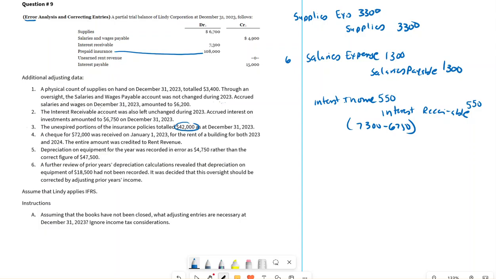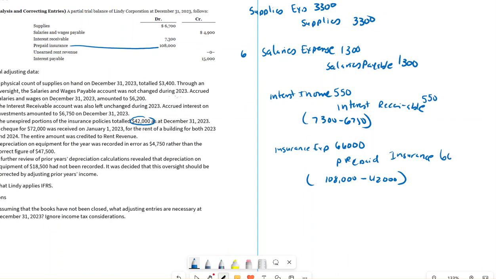We need a balance of 42,000. So what we're going to do is debit my insurance expense, credit my prepaid insurance. How much will be prepaid insurance? I will have 108,000. That's the balance. I need a balance of 42,000. The difference between the both will be 66,000, and that's what we have to do in adjusting entries for 66,000.